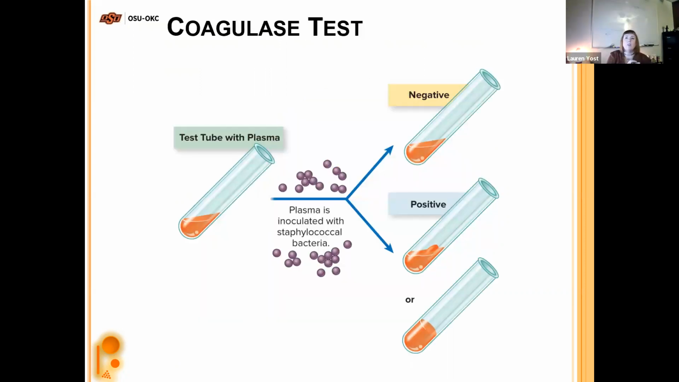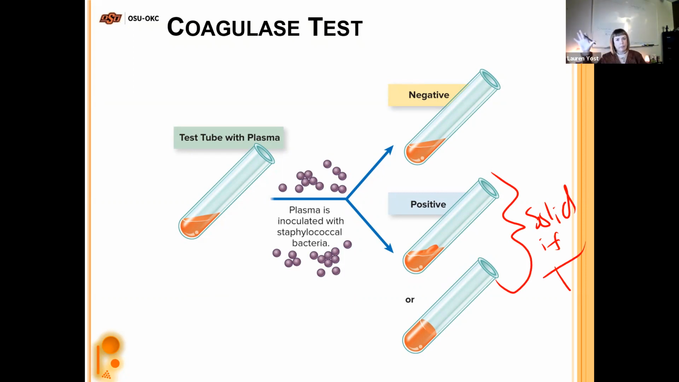As a result of it being able to do that, we can do this test where we take plasma from somebody, a patient, let's say, or just plasma in general. We can inoculate it with Staphylococcus, or maybe we don't know if it had Staphylococcus or not, and we can just look at the plasma itself. If it is negative, it will stay liquid. If it is positive, it will coagulate and turn solid, either semi-solid or completely solid. Solid if positive. That's the coagulase test for staph.